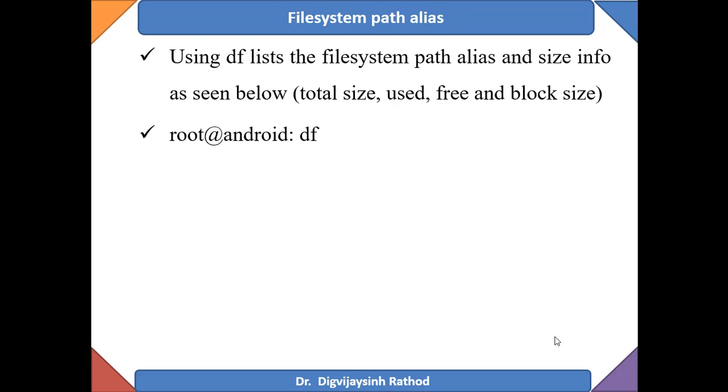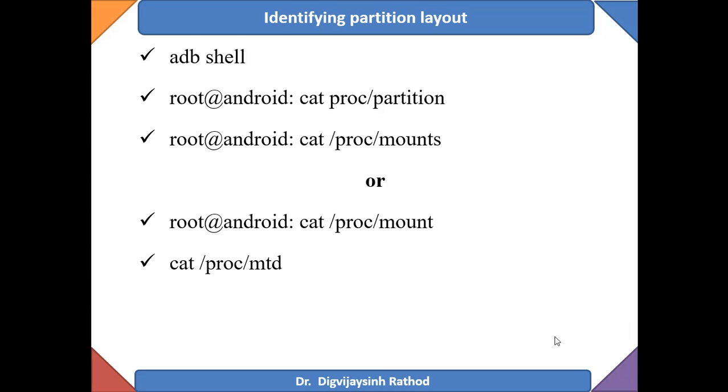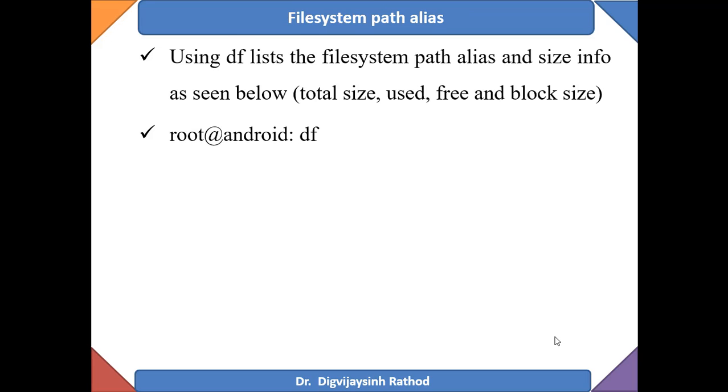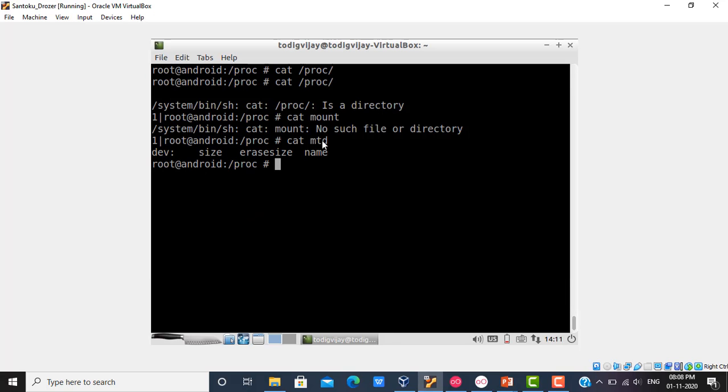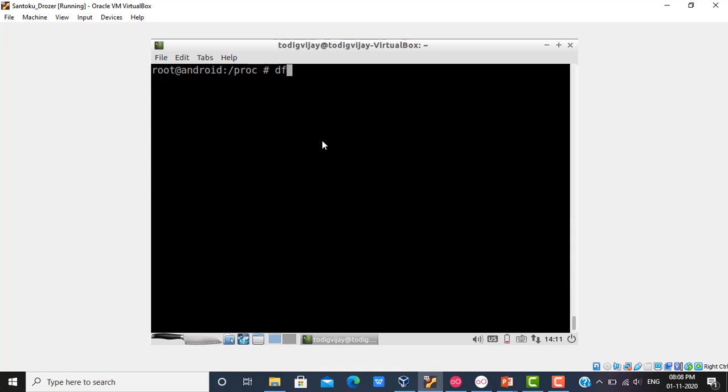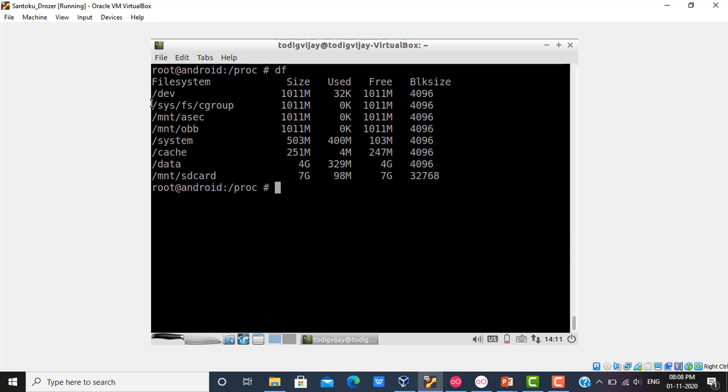So we have done this practical with our Santoku and the Genymotion. Now the second thing is the file system path aliases. If you really want to know, you can use df. So let me clear this one, let me write df. Now see, this is what I can see. How many partitions? I think we have /dev also, /system, cgroup also, ASEC also, OBB also. Okay, these four things are very important.